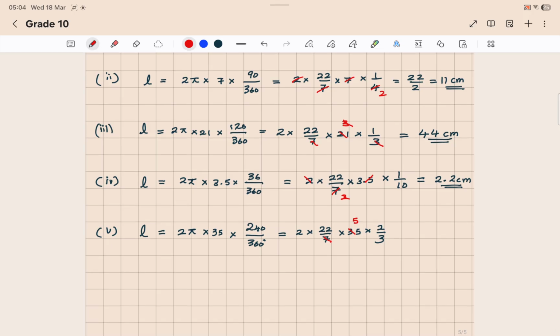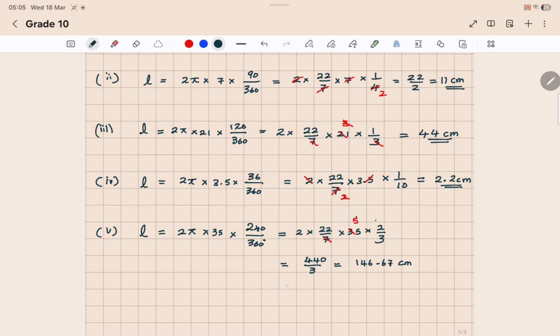Can we simplify further? Can we cancel anything else? No. So let's simplify now. 22 times 2 is 44. 5 times 2 is 10. So 10 times 44 is 440, 440 over 3. 440 divided by 3. So this is how much? 146.67 centimeters.